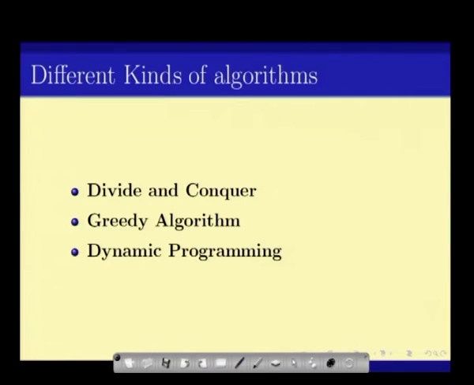So, in this talk and in the next few lectures, we will be looking at various kinds of algorithms. In general, algorithms are split into 3 or 4 different categories. The most commonly used ones are the divide and conquer algorithm, the greedy algorithm, and the dynamic programming algorithm. In this lecture, we will be doing the divide and conquer algorithm, and in subsequent lectures, we will be looking at the greedy algorithm and the dynamic programming algorithm.